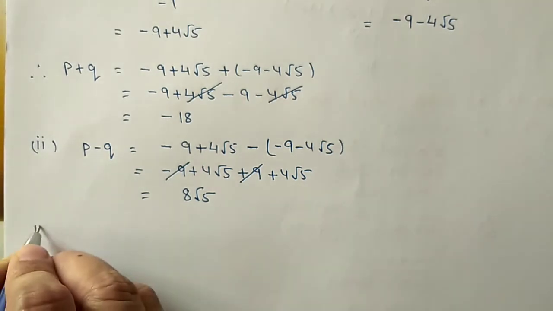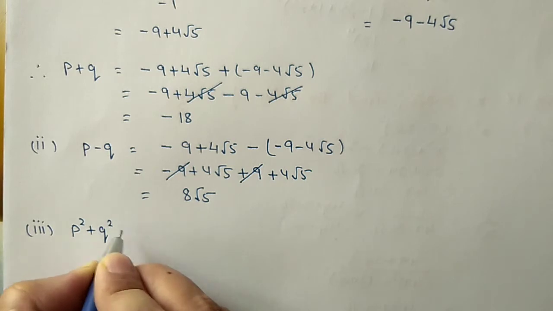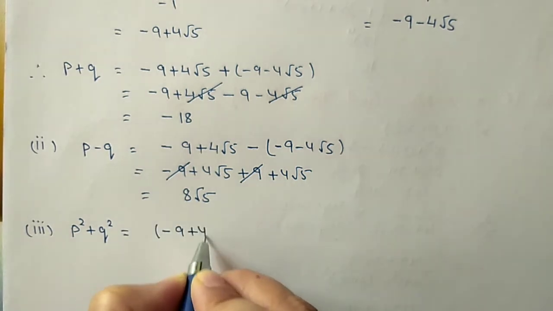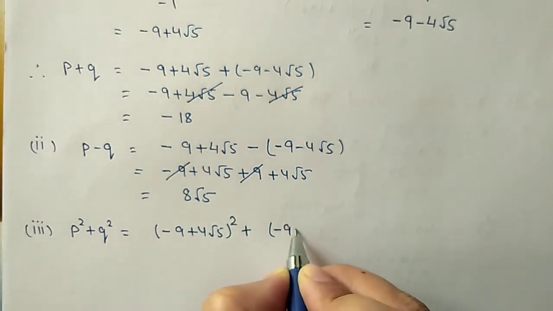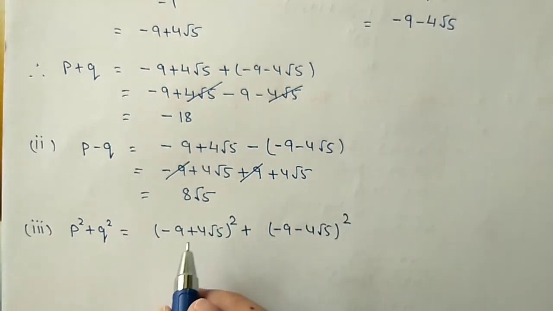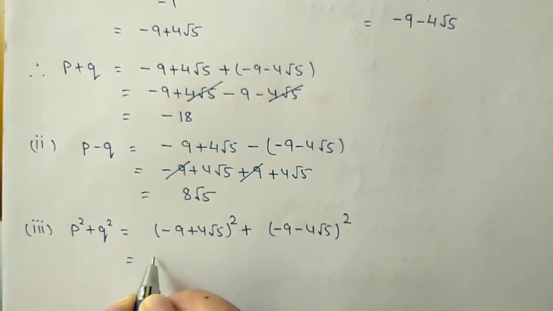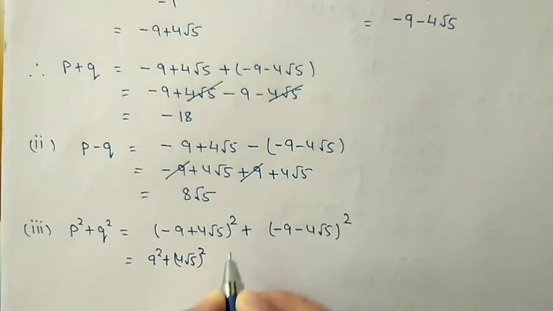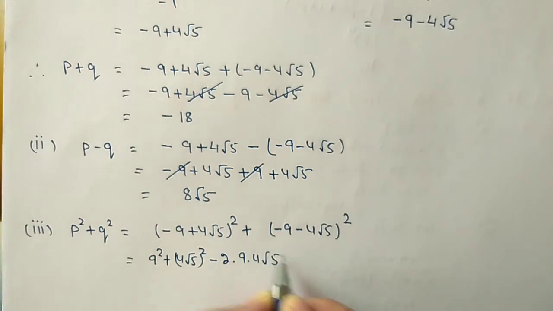Third part we have to find out p square plus q square. So substitute the value of p, minus 9 plus 4 root 5 whole square plus minus 9 minus 4 root 5 whole square. So here we can use a minus b whole square formula. We will get 9 square plus 4 root 5 whole square minus 2 into 9 into 4 root 5.